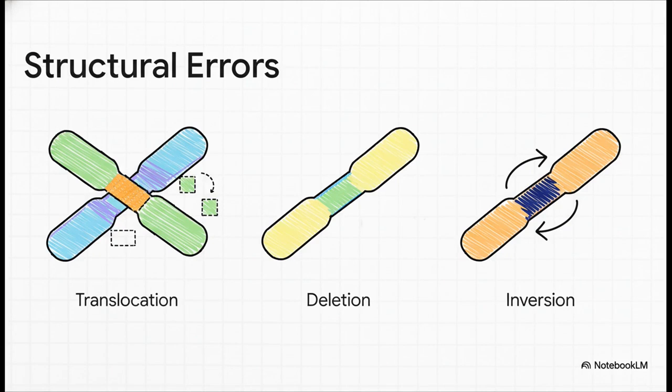Now, besides having the wrong number of books, the books themselves can have, well, printing errors. These are what we call structural mistakes. Think of it this way. In a translocation, a paragraph is cut from one chapter and pasted into another one. In a deletion, a whole sentence is just gone. And in an inversion, a page has been bound upside down. See? Simple analogies for complex errors.